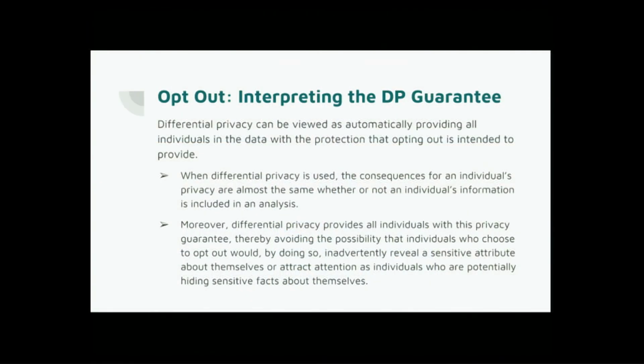Differential privacy can be viewed as automatically providing all individuals in the data with the protection that opting out is intended to provide. When differential privacy is used, the consequences for an individual's privacy are almost the same whether or not an individual's information is included in an analysis. And differential privacy provides all individuals with this privacy guarantee, thereby avoiding the possibility that individuals who choose to opt out would, by doing so, inadvertently reveal a sensitive attribute about themselves or attract attention as individuals who are potentially hiding sensitive facts about themselves by opting out.